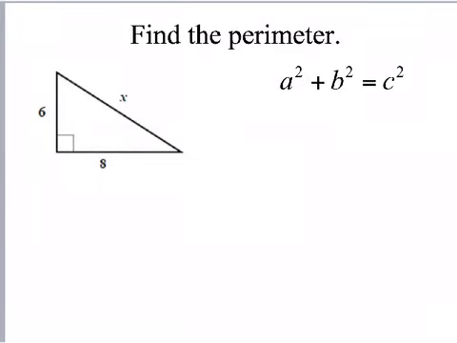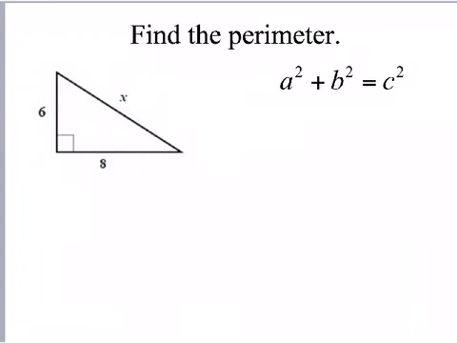So we want to find the perimeter of this. To find the perimeter, that means we have to add up the sides. So we first have to find x. Now we're going to use Pythagorean theorem to find x. And this side right here is called the hypotenuse. It's always the longest side, and it's always opposite the 90.